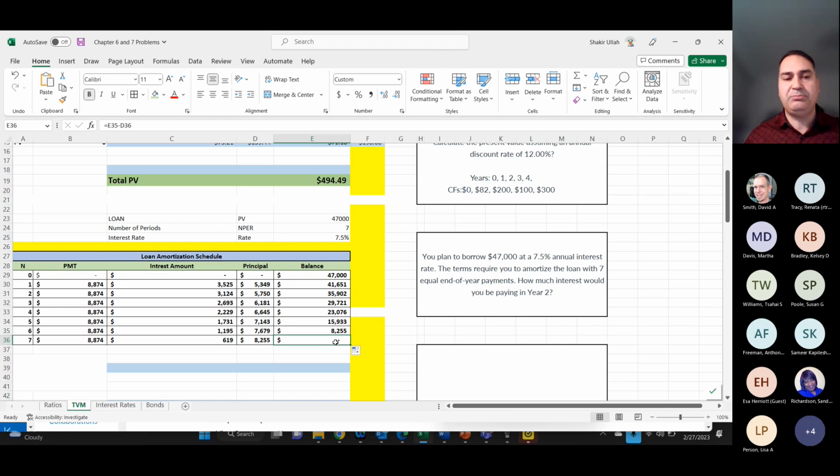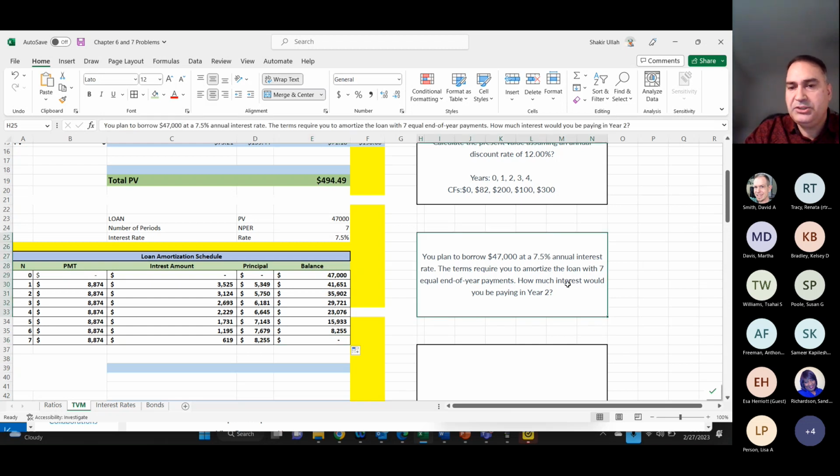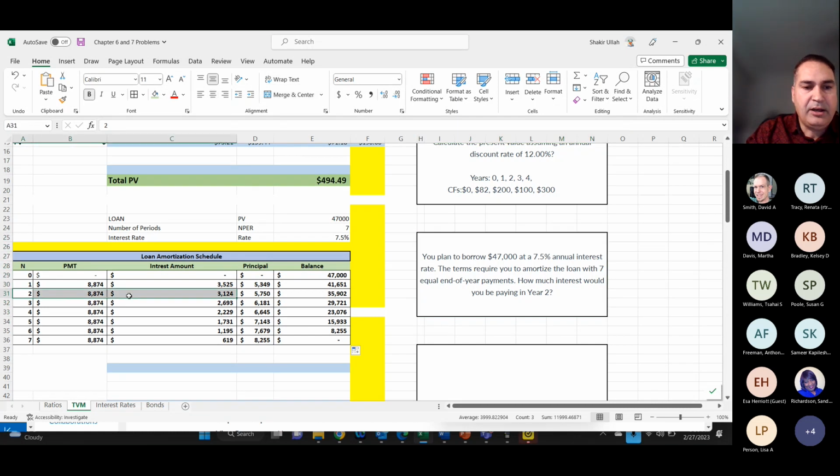Now, we have already done this before. The annuity, like I've got a few videos and we discussed this in one of the classes as well. I just wanted to show you what kind of problems you can expect based on this. So now what is this question? This question says how much interest would you be paying in year 2? So here's year 2, right? Year 2 is this. How much interest would I be paying? I would be paying 3,122.